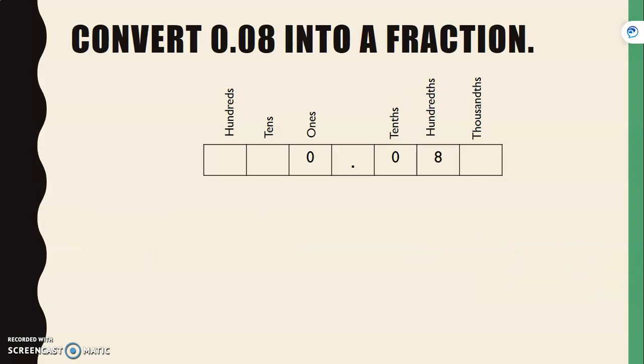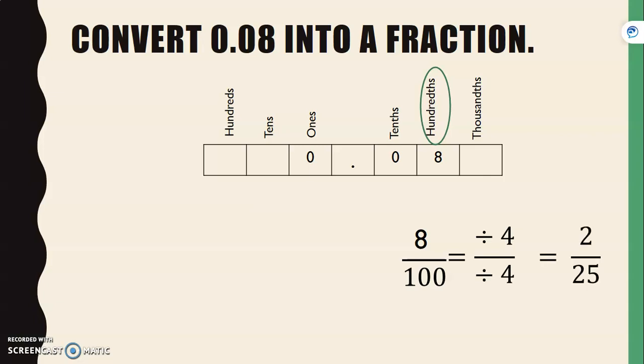Let's look at 0 and 8 hundredths. Well, let's look at where the number is in the place value chart. It's in the hundredths. So my denominator is 100. The number in the hundredths place is 8, so that's going to be my numerator. And we can't forget to simplify. We can divide both by 4, and we get 2/25. So our fraction is 2/25.